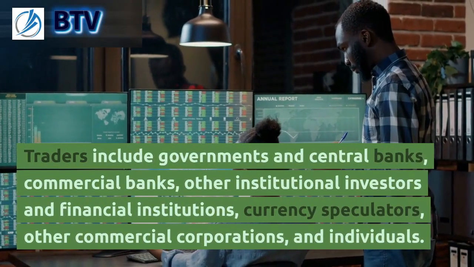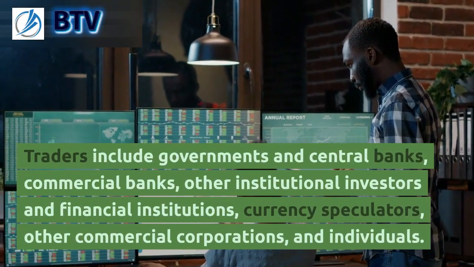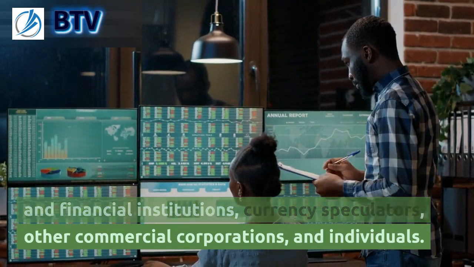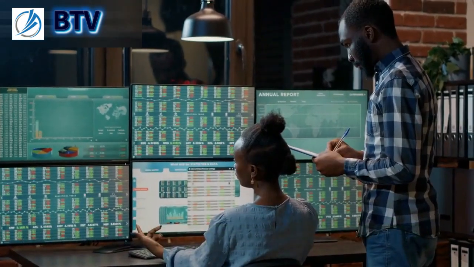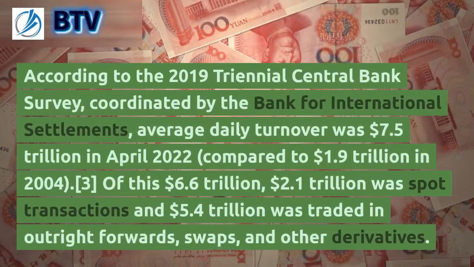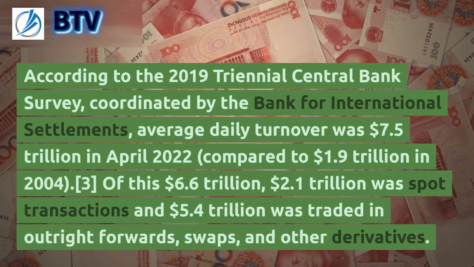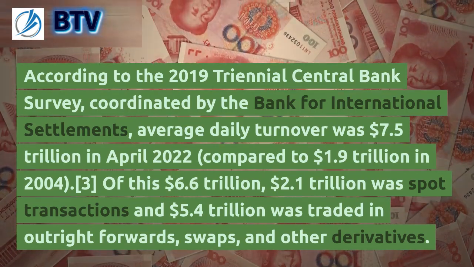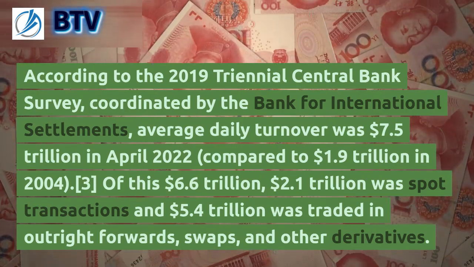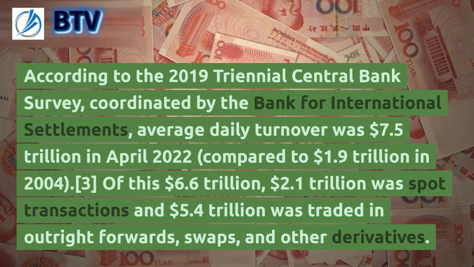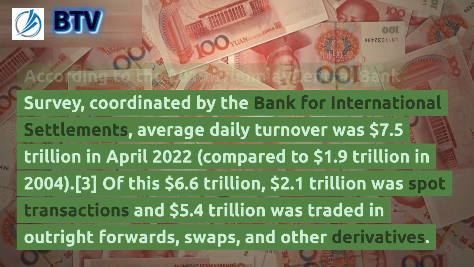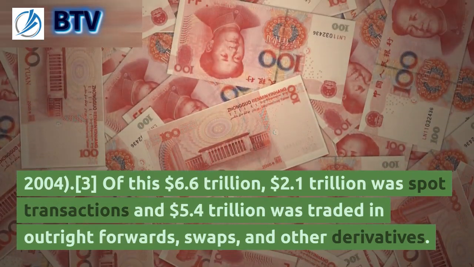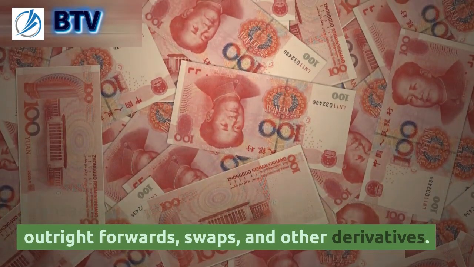Traders include governments and central banks, commercial banks, other institutional investors and financial institutions, currency speculators, other commercial corporations, and individuals. According to the 2019 Triennial Central Bank Survey, coordinated by the Bank for International Settlements, average daily turnover was $7.5 trillion in April 2022, compared to $1.9 trillion in 2004. Of this $6.6 trillion, $2.1 trillion was spot transactions and $5.4 trillion was traded in outright forwards, swaps, and other derivatives.